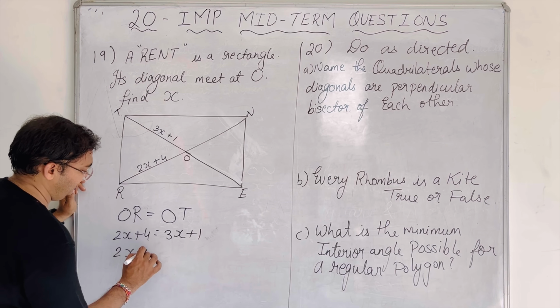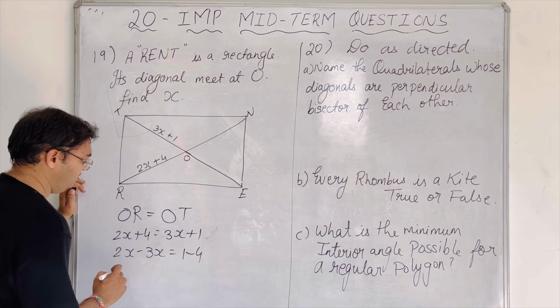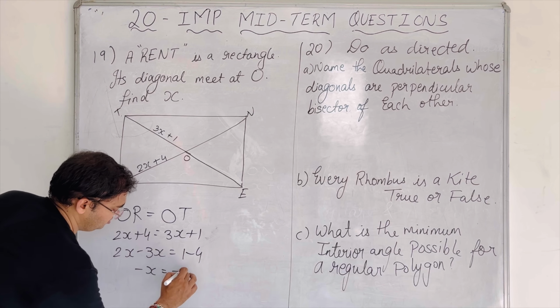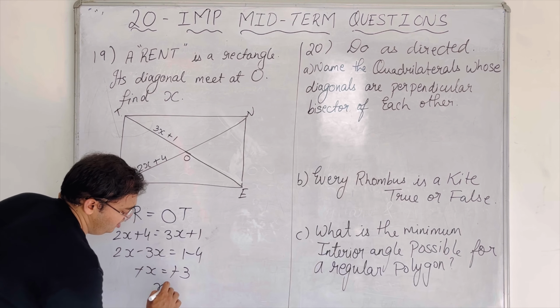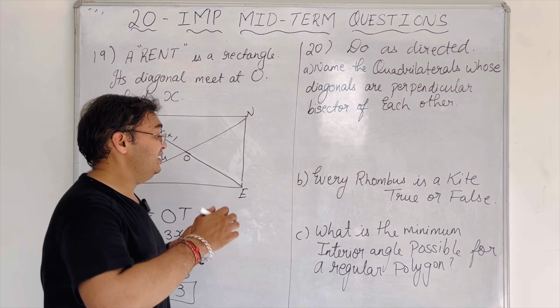So 2x minus 3x equals 1 minus 4, which becomes minus 3. That means minus x equals minus 3. Minus minus cancel, so your answer is x equals 3. It's so easy.